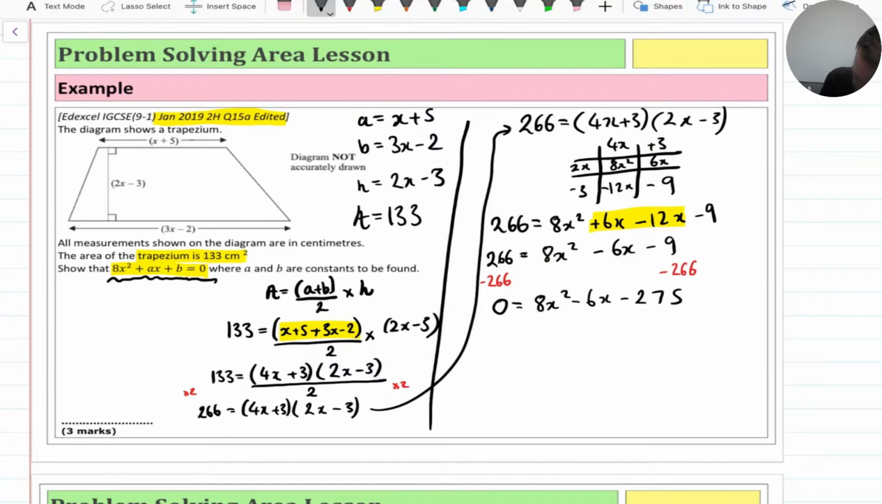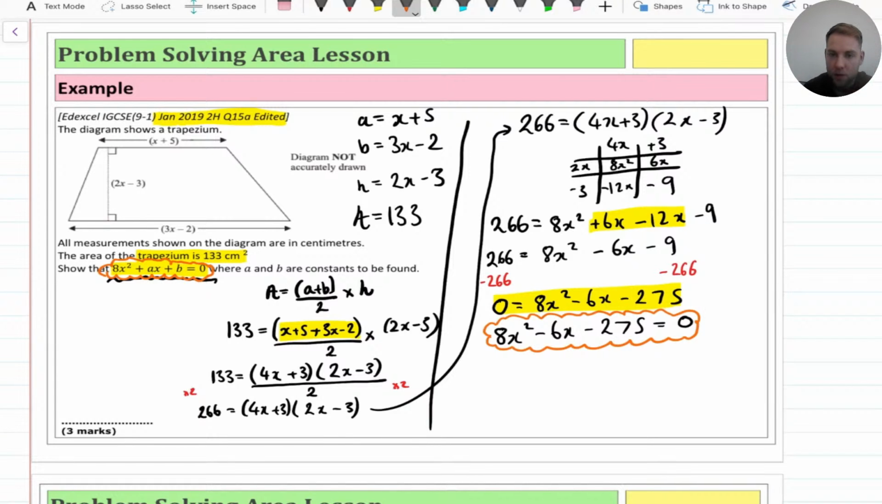Okay, because now we notice it's in that format that they want it. So this part here, the ax squared plus bx plus c is equal to 0. We can put the 0 on the other side if we wanted to. 8x squared minus 6x minus 275 is equal to 0. So in which case, if I was typing this in, or if I wanted to say what a and b is, let's just make it really clear. This is the format that they wanted it in. This is now the format that I've got.